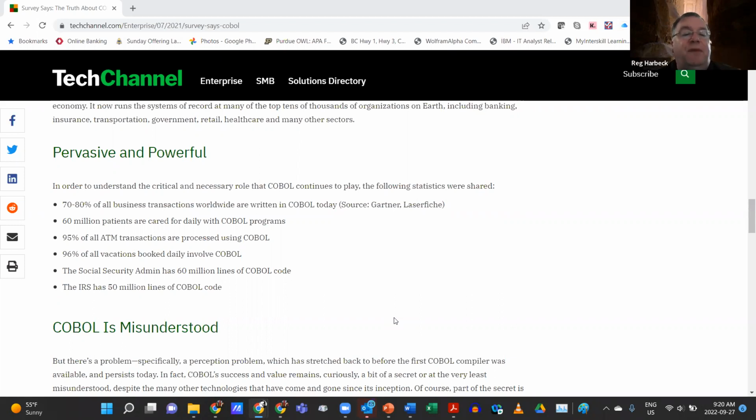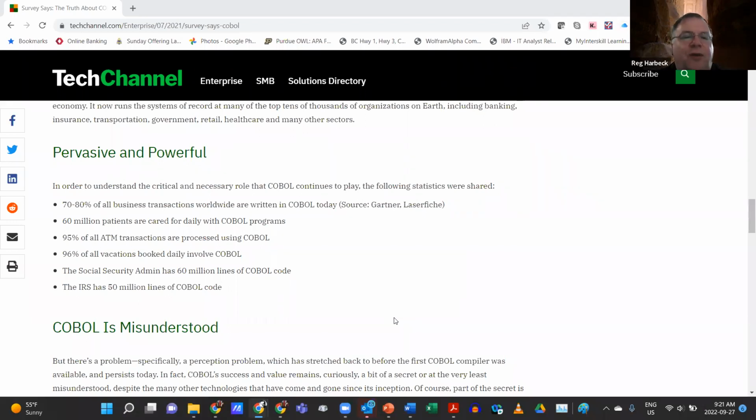There's 60 million patients cared for daily using COBOL programs. And one of the things to keep in mind here is every computer programming language has at least one sweet spot, one area that it's really good for. C, for example, has a number of sweet spots, but they tend to be very technical. Fortran, it was really good for math. We got Python, which is really great for a lot of modern programming.